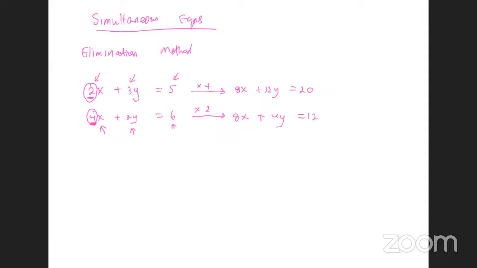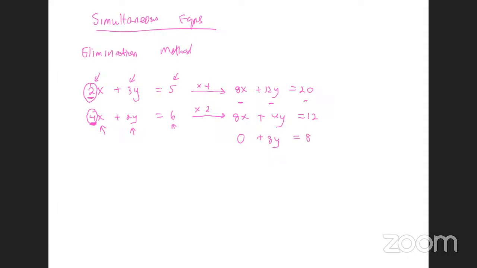The next step, you just minus those two equations. And magically, the x will cancel off. 8x minus 8x is 0. 12y minus 4y is 8y. 20 minus 12 is 8.